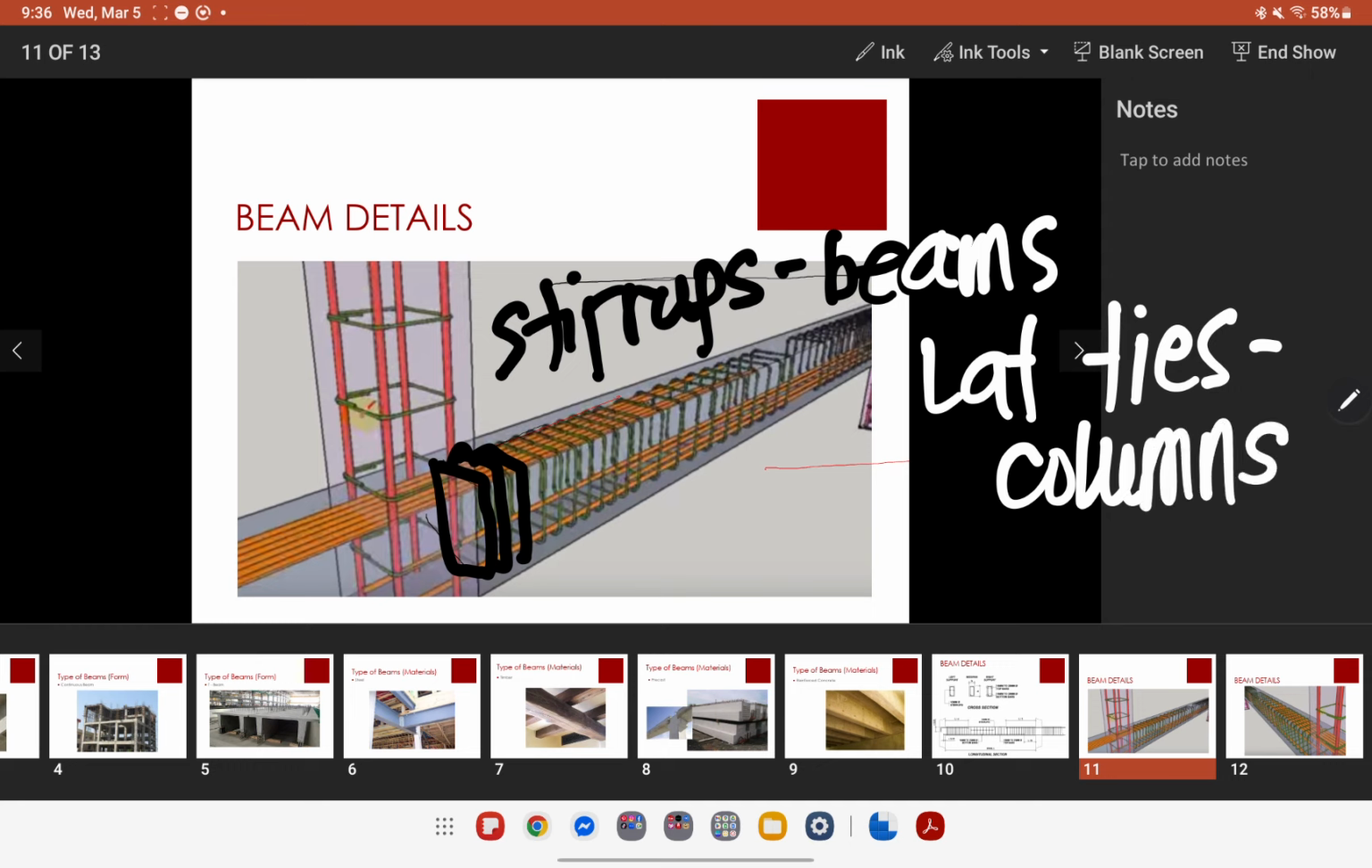So please, when you have your outputs checked in the laboratory, please do not ask me, "Ma'am, can you check our stirrups?" No, we're not done with the beams yet. We're at columns. So we use the term lateral ties. So I hope you take note of that.